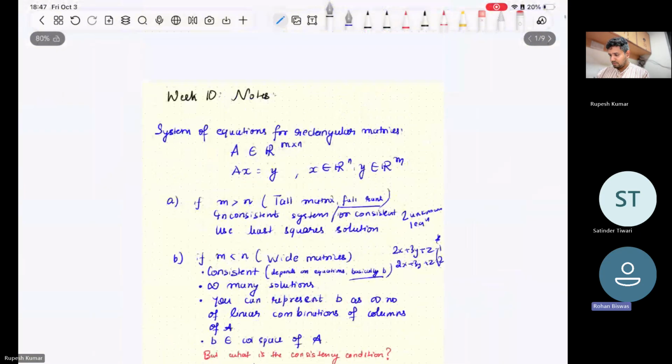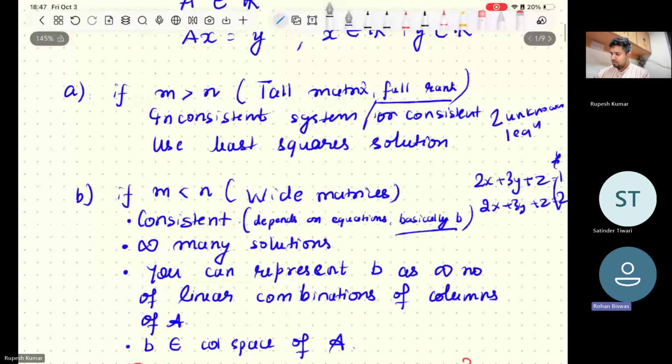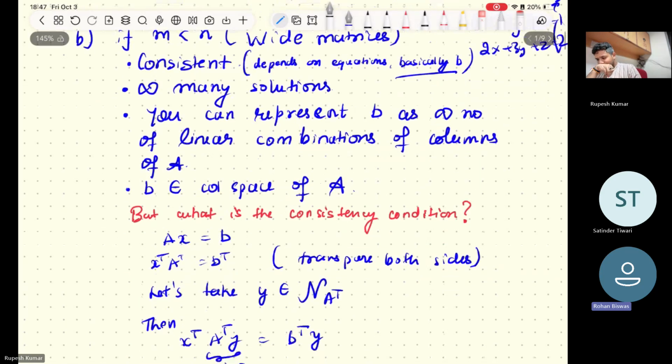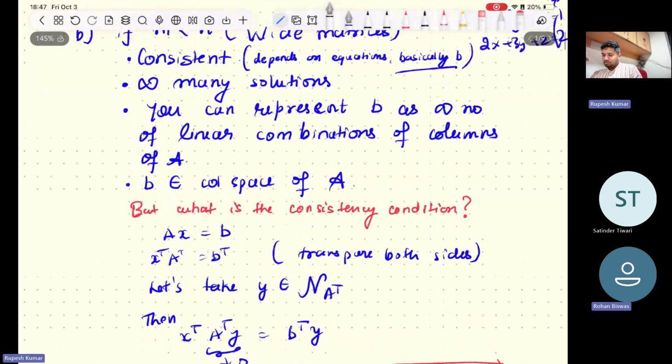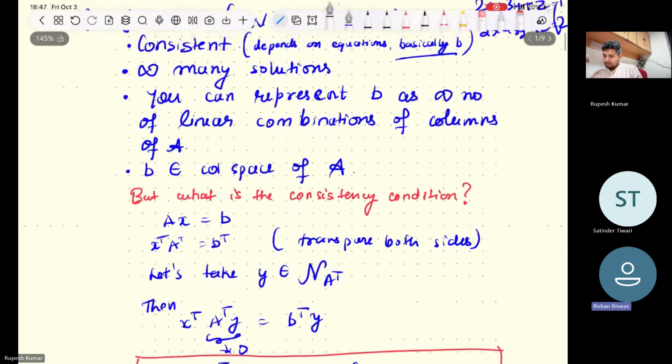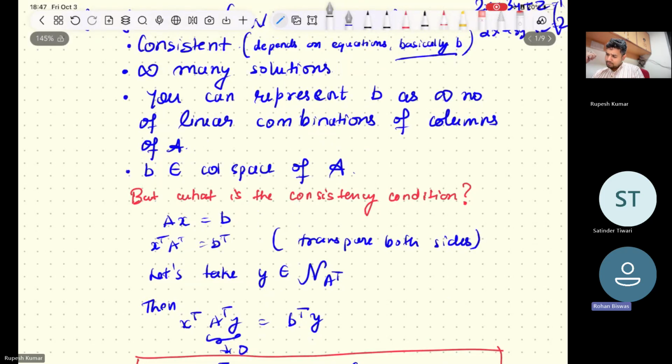Yes, sir. I have one small doubt. In the slide of lecture 46, sir mentioned the consistency condition as if a vector belongs to the left null space. I'm coming to this.